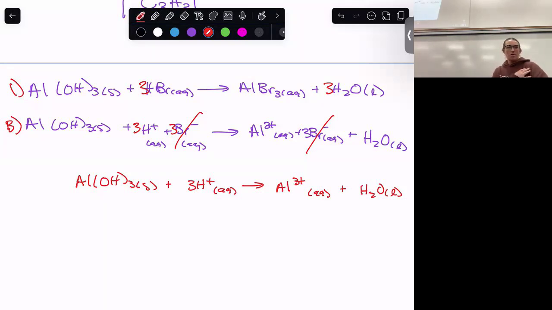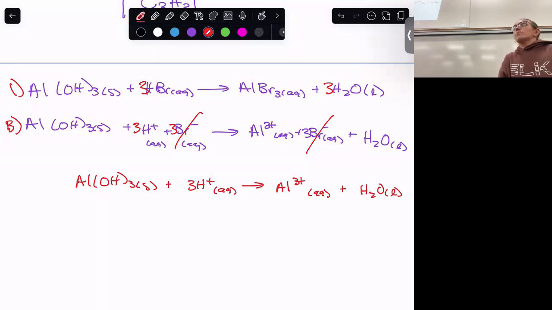Yep. Thank you. So you break out the ions when you're doing the ionic equation. How do you know if it doesn't fully dissociate? Because I know he talked about the strong and weak. Does it always just dissociate?